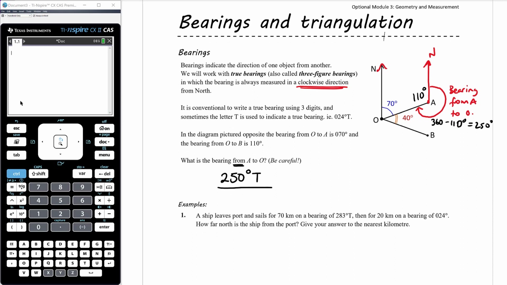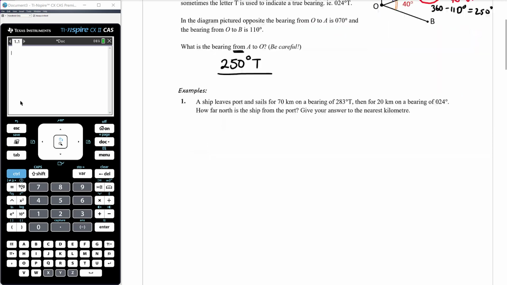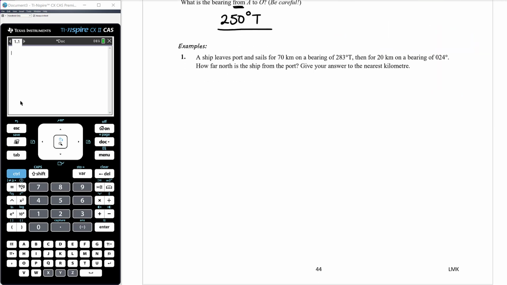And you need to imagine yourself standing at that point facing north and turning clockwise. Alright, example 1. A ship leaves port and sails for 70 kilometres on a bearing of 283 degrees true. Then for 20 kilometres on a bearing of 24 degrees. How far north is the ship from the port? Give your answer correct to the nearest kilometre.